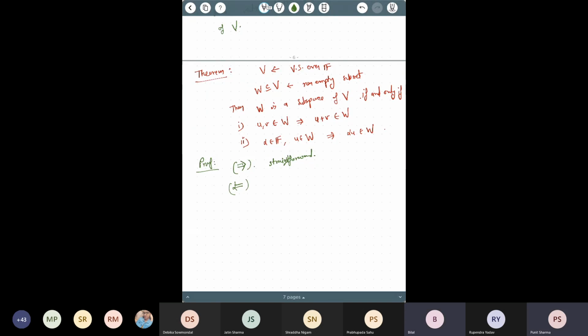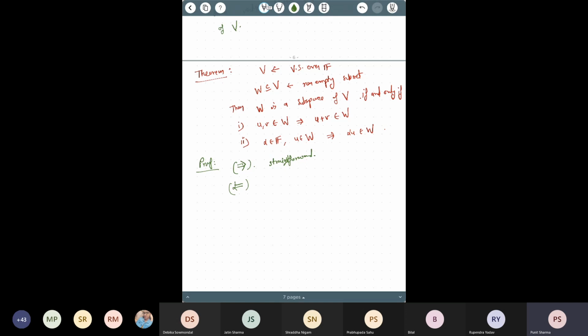W is closed under addition and scalar multiplication. Then we have to prove W is a vector space. In order to prove that W is a vector space, you need to check whether this addition and scalar multiplication satisfy the 8 conditions of a vector space or not.